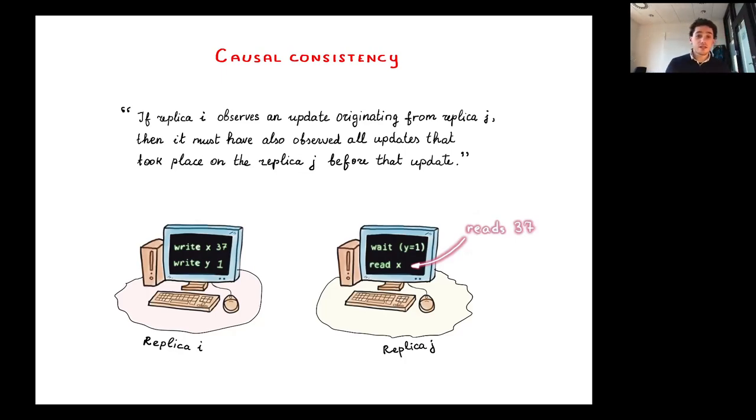In a causally consistent distributed database, if a replica I observes an update originating from the replica J, then it must also have observed all the updates that took place on the replica J before that update. For instance, imagine that initially keys X and Y contain no data, and then the replica I writes 37 to X and 1 to Y. If the replica J reads 1 from Y, by virtue of causal consistency, it must necessarily read 37 from X.